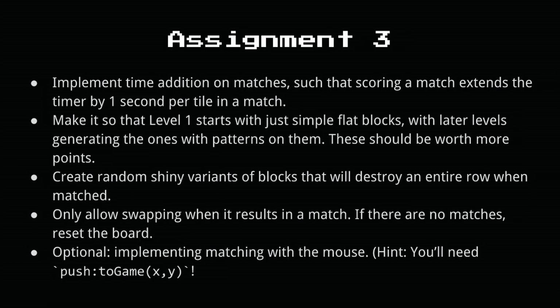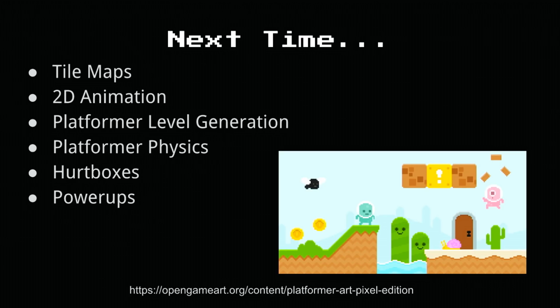And then optional, if you're curious, if you want arguably a better gaming experience with this, just implement actually playing with the mouse, like being able to click and drag or just click individual tiles. And to do that, because we use the push library for virtual resolution, you'll need to convert the window mouse coordinates to push coordinates so that they'll map into the game space appropriately. And so you'll use a function called push:toGame, which takes an X and Y, where the X and the Y will be your mouse coordinates.